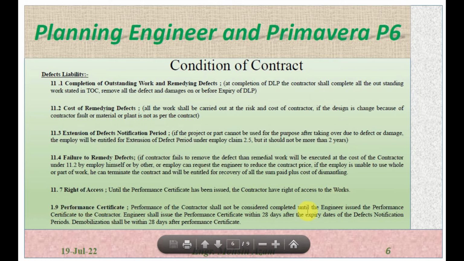Performance certificate. Performance of the project shall not be considered completed until the engineer issues the performance certificate to the contractor. The engineer shall issue the performance certificate within 28 days after the expiry date of the defect liability period. Demobilization should be within 28 days after the performance certificate. So once the defect liability is completed, the engineer has to issue the performance certificate to the contractor within 28 days, and after receiving the performance certificate, the contractor has to start demobilization within 28 days.